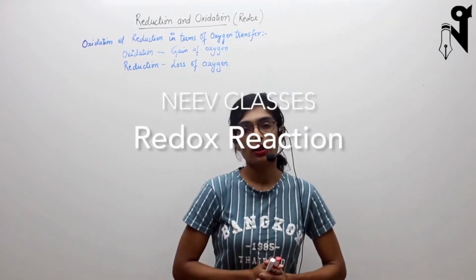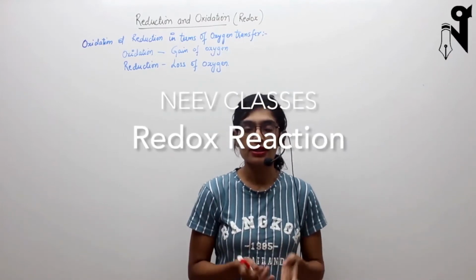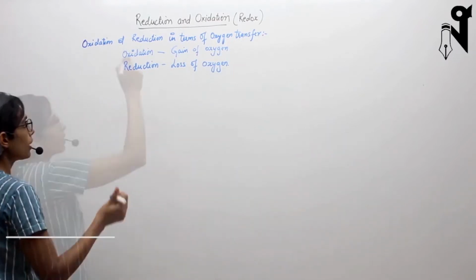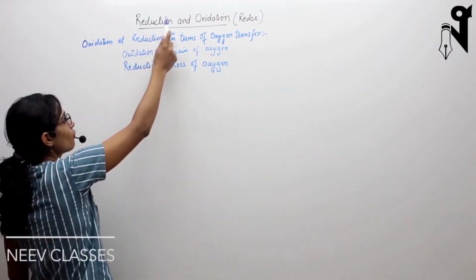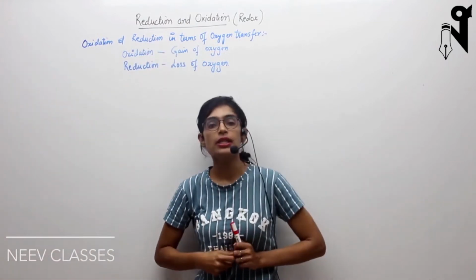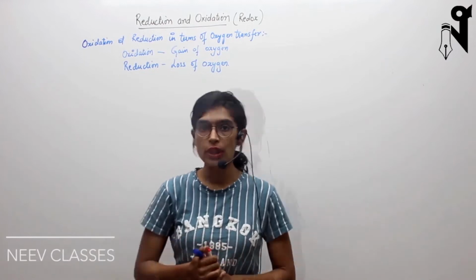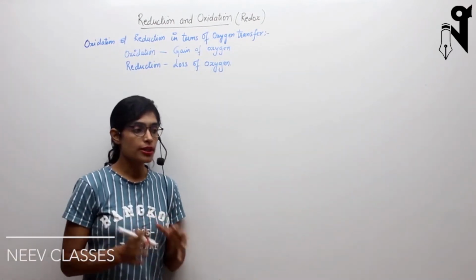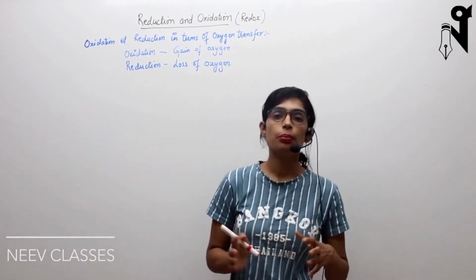Now next and the last part of the chapter we are going to discuss, that is the fifth type of reaction, that is redox reaction. As I mentioned in the last class also, redox reaction is nothing else but the combination of two different reactions. One is reduction and second is oxidation. So first of all, we will understand the literal meaning of reduction and oxidation, and then we will see how redox reactions take place.